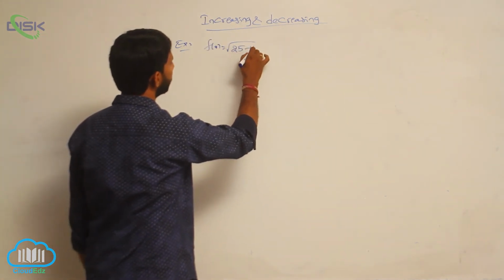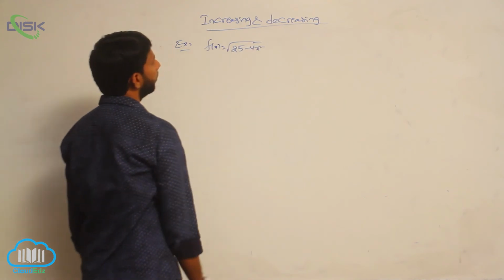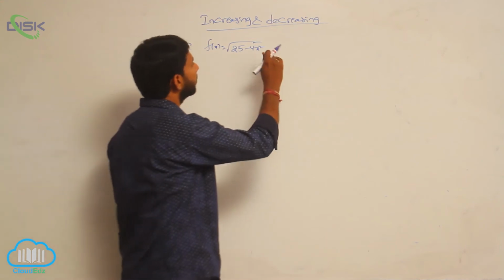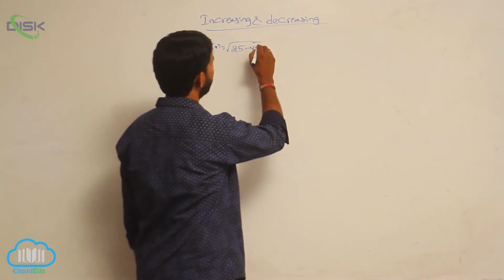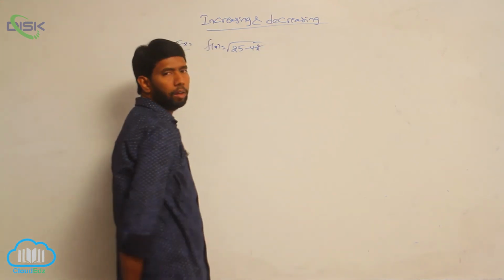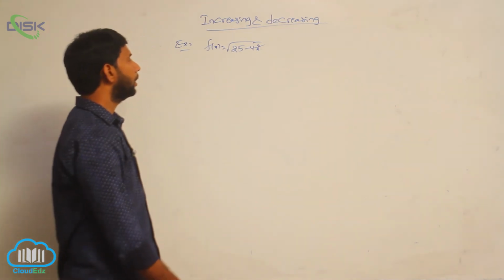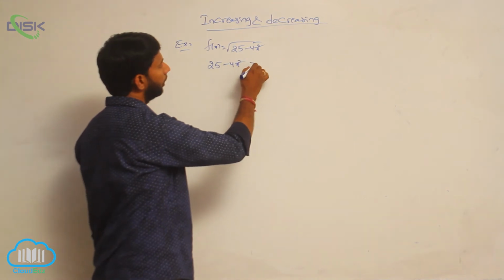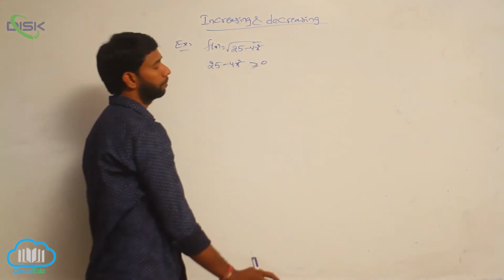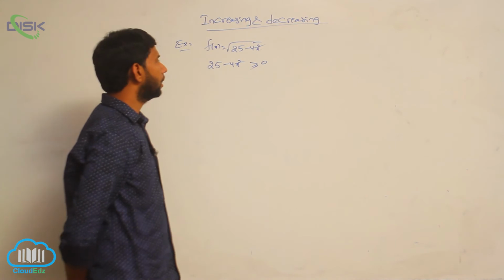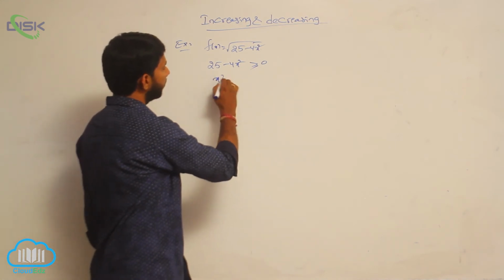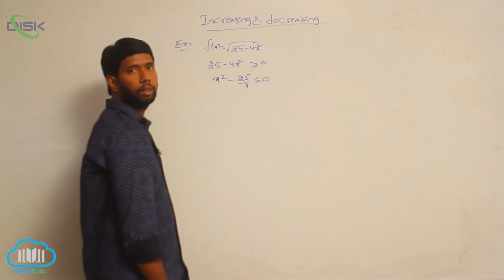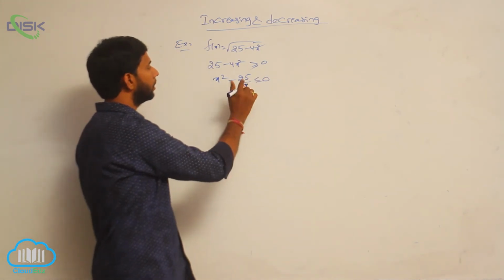Next example: find the intervals in which the function f of x equals square root of 25 minus 4x square is either increasing or decreasing. First of all, find the domain of the function. It is where 25 minus 4x square is greater than or equal to 0, that is x square minus 25 by 4 less than or equal to 0.